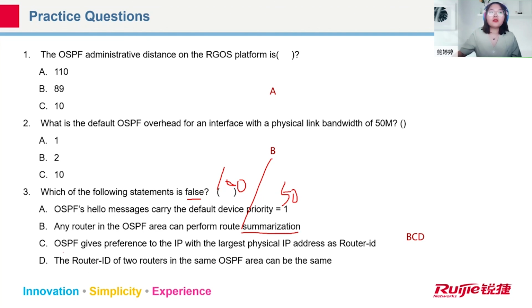And what's the mistake in option C? OSPF gives preference to the largest physical IP address as a router ID. Pay attention to this part. First, we will consider the largest loopback address. If there is none, we will select the largest physical IP address, but this IP address should be on an active interface. So C is also wrong. Option D, the router IDs of two routers in the same OSPF area cannot be the same. They must be unique, right? So this answer is options B, C, and D.